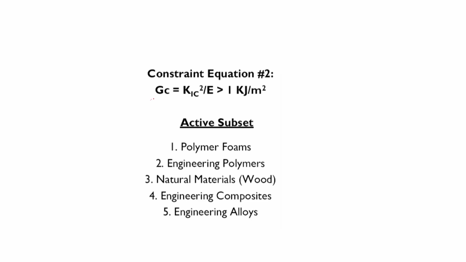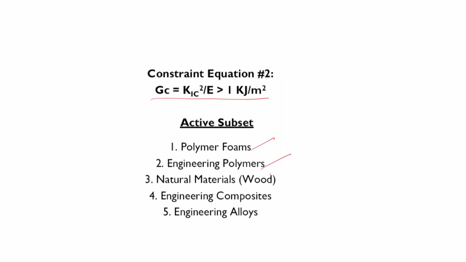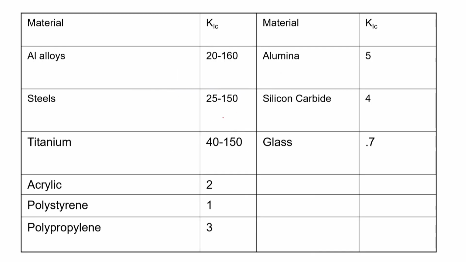So, Gc, by using these last two equations, can be expressed in terms of KIC, which is the property in the mode 1 fracture, as KIC square over E, and which has to be greater than 1 kilojoule per square meter. That is our requirement, that is the property level. So, what are the subsets we can consider? Foams, polymers, wood, composite and alloy. That is what comes from the 1 kilojoule per meter square.